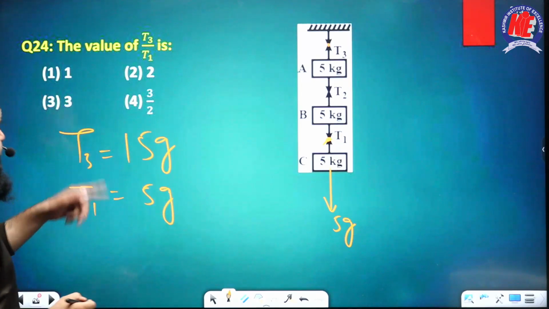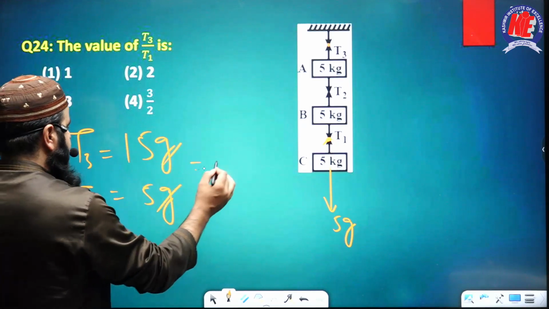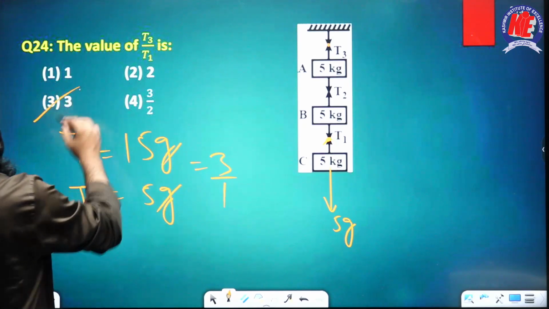Take the ratio T3 upon T1, 15g by 5g, g and g will go, 5 1 or 5 3, so the answer is 3:1. So 3:1 is the answer.